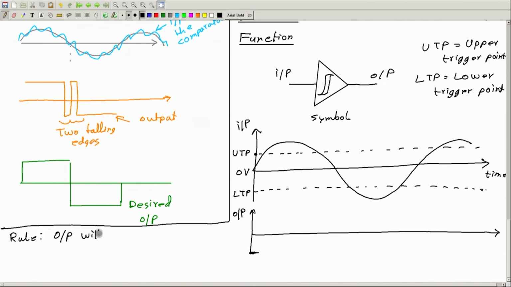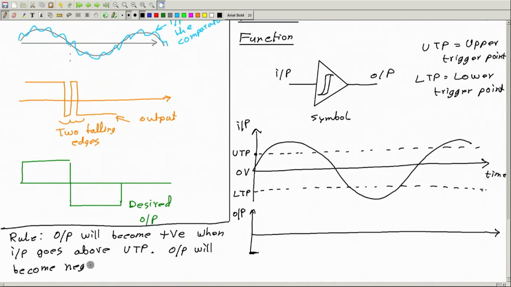Output will become positive when input goes above UTP, and output will become negative when input goes below LTP. So this is the rule, and elsewhere, otherwise, the output will retain its value.